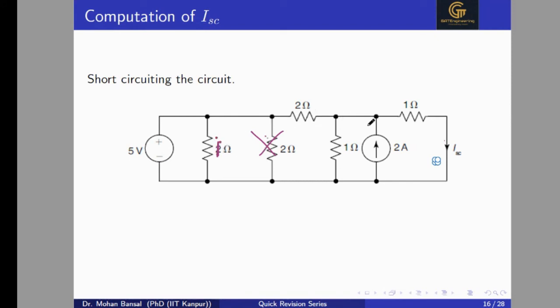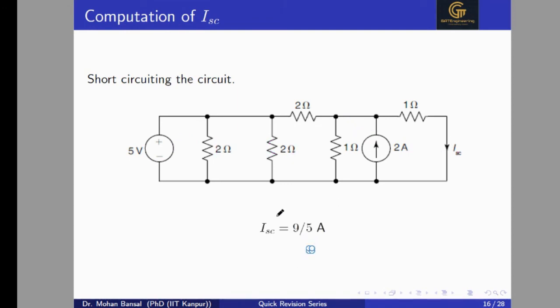Now we can simplify this circuit. We can consider the voltage at this point. You can apply the KVL in this loop and in this loop, and you can get the ISC by a simple KVL and KCL approach. You can get the ISC in this branch. So current ISC is 9 divided by 5 ampere.